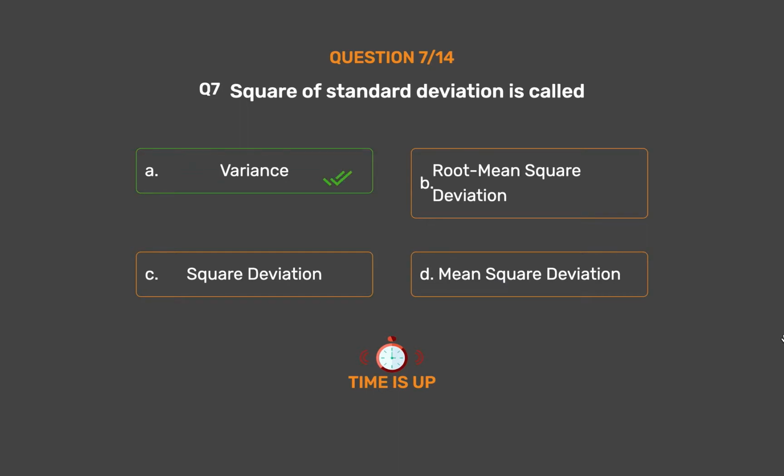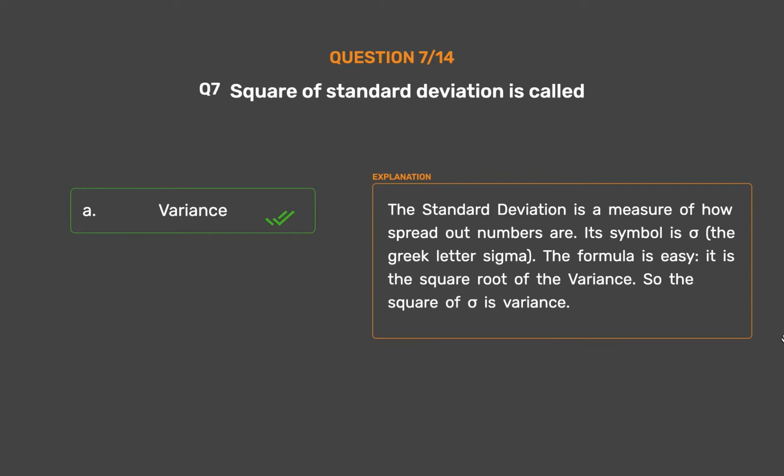Variance. The standard deviation is a measure of how spread out numbers are. Its symbol is sigma, the Greek letter sigma. The formula is easy, it is the square root of the variance. So the square of sigma is variance.